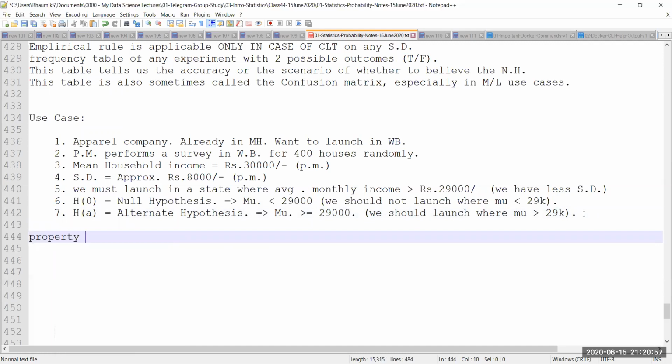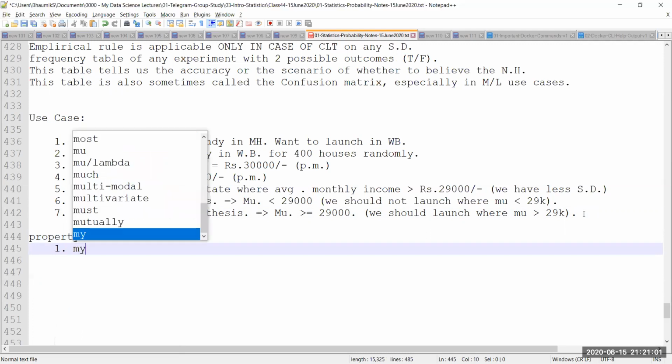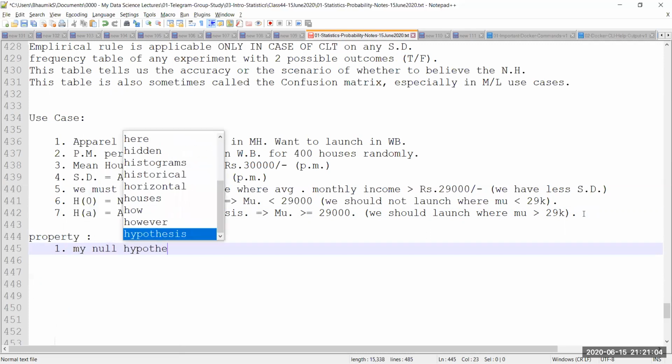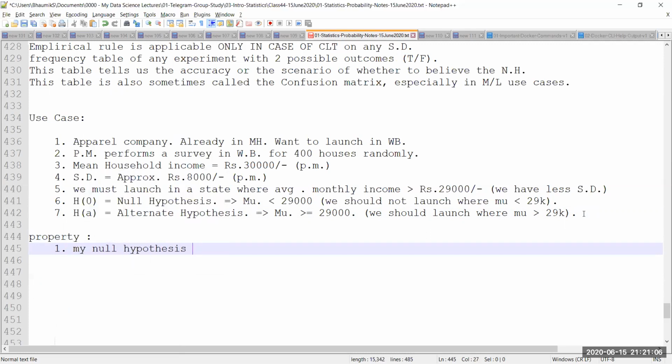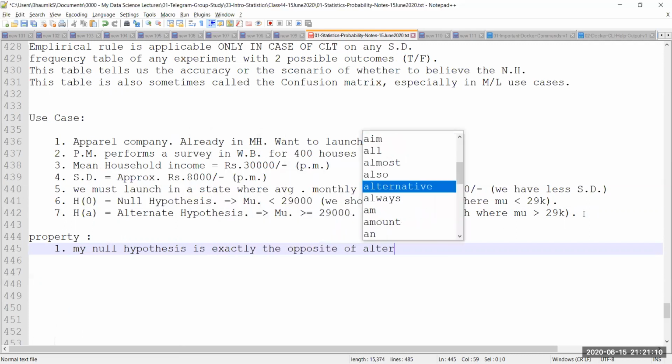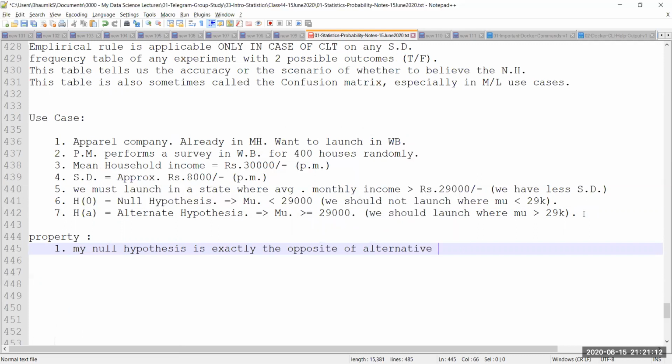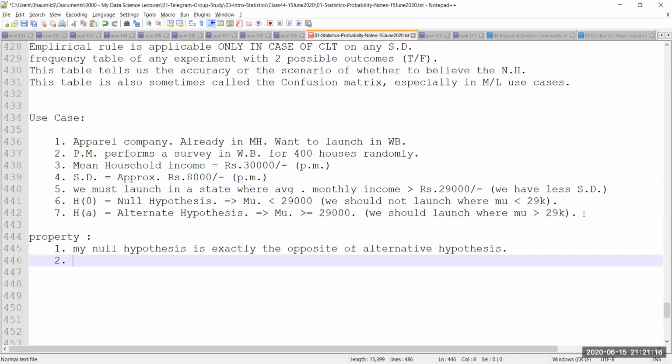Property number 1 is what? My null hypothesis is exactly the opposite of the alternate hypothesis. Alternate and alternative is going to be the same thing, right?